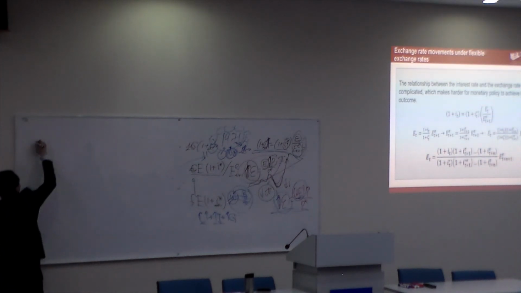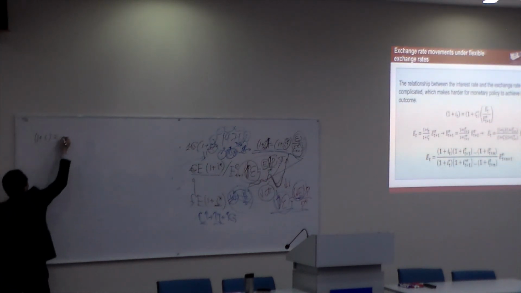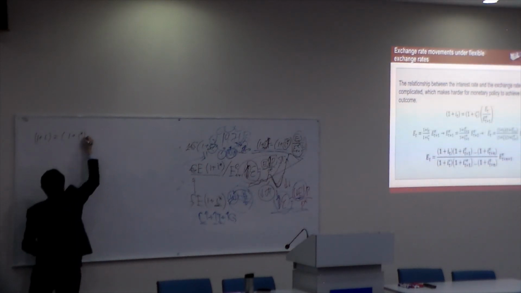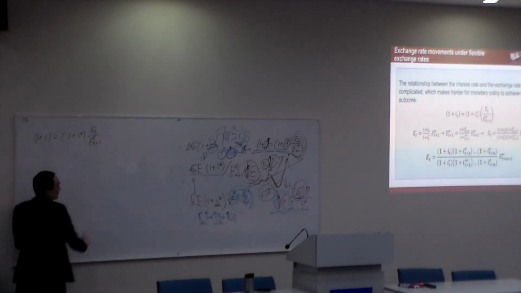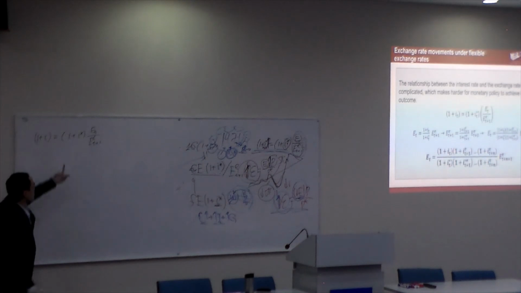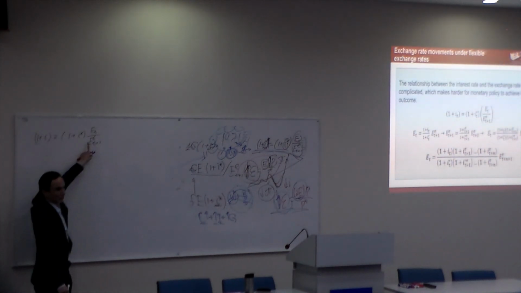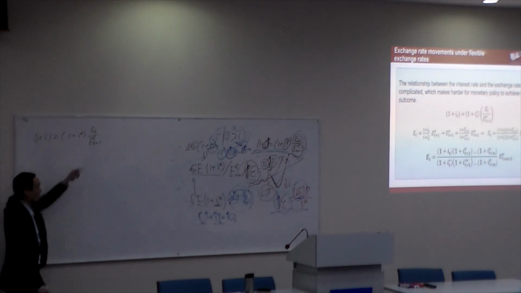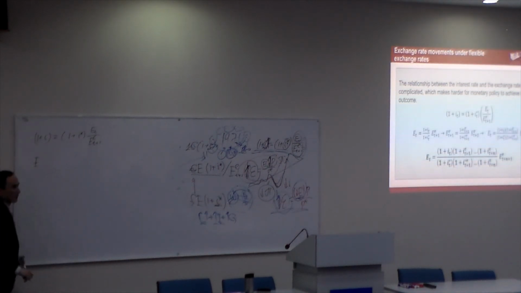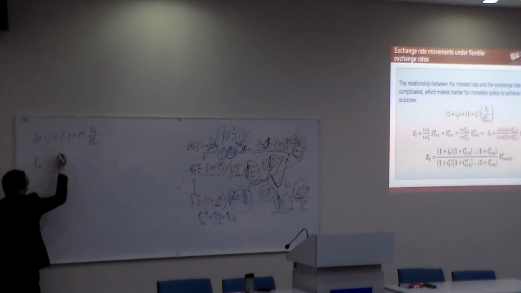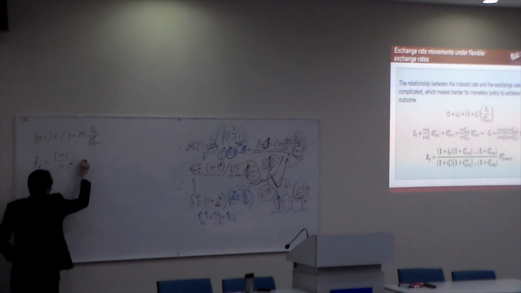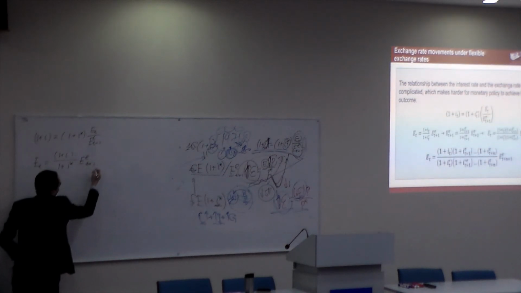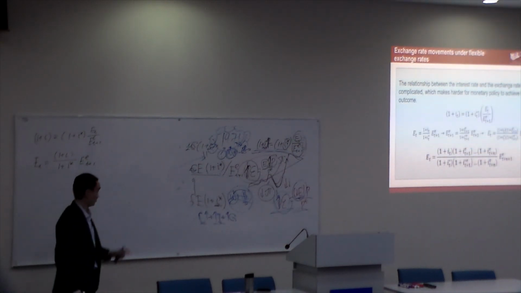So, the interest parity condition. The domestic interest rate is equal to the foreign interest rate times the nominal exchange rate over the expected exchange rate. So if we multiply both sides by the expected exchange rate and divide by this factor, we will get the nominal exchange rate is equal to the domestic interest rate over the foreign interest rate times the expected exchange rate. Right? It's like this. We will get this.